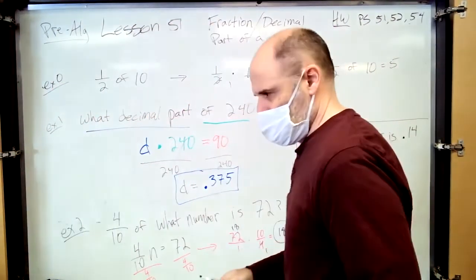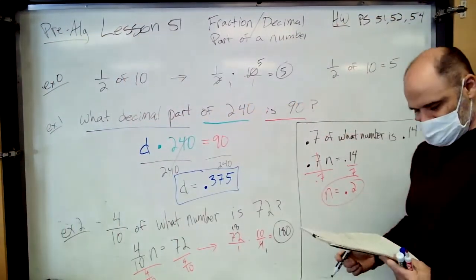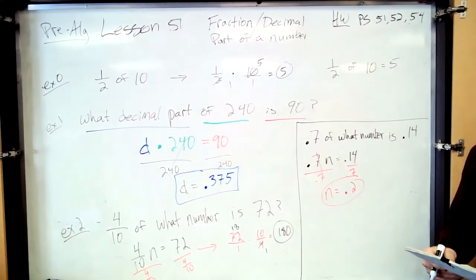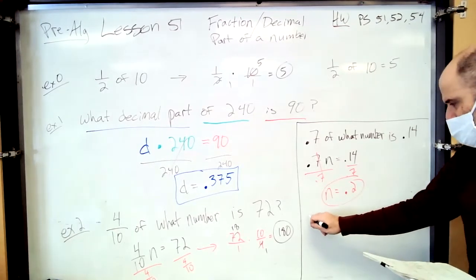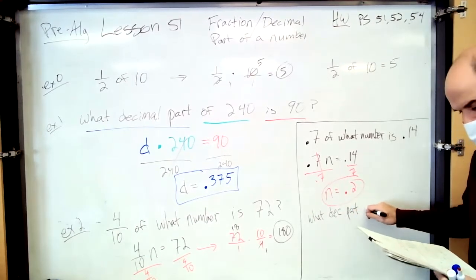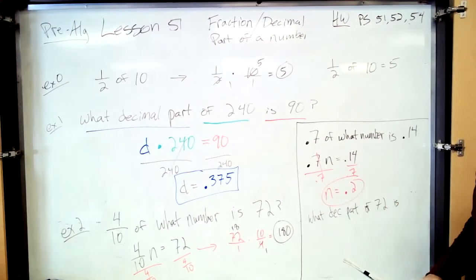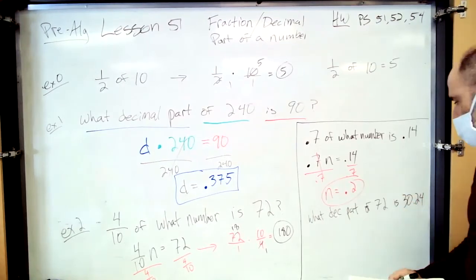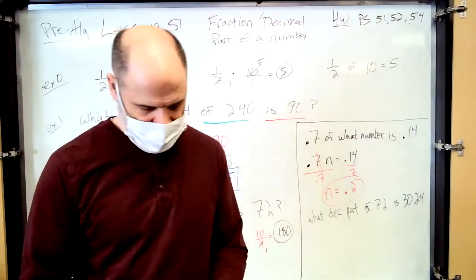Okay, next one. All right, one more and then I'll be done with 51. Okay. Are we going to do 52 also? Let's see here. What decimal part of 72 is 30.24? Wait, what? What decimal part of 72 is 30.24? It's like 2.3809. Nope.